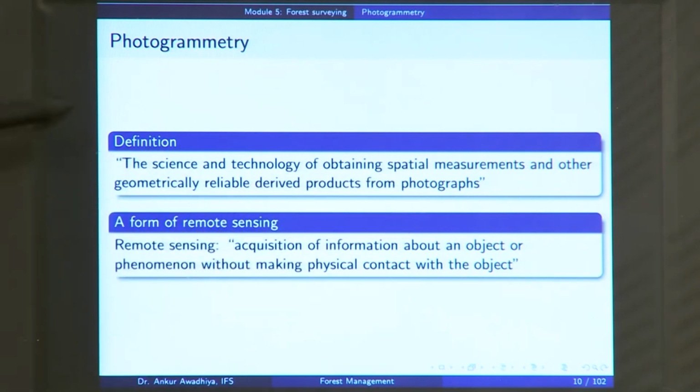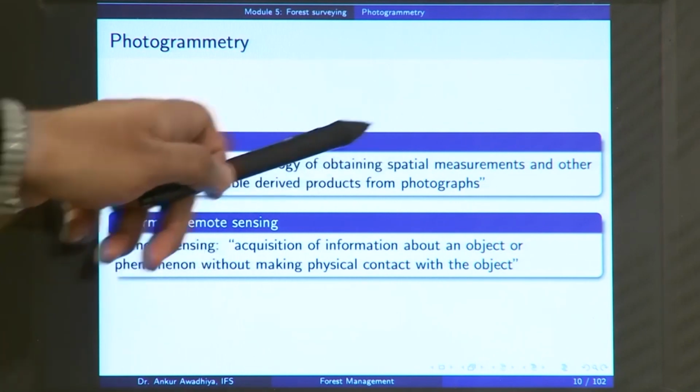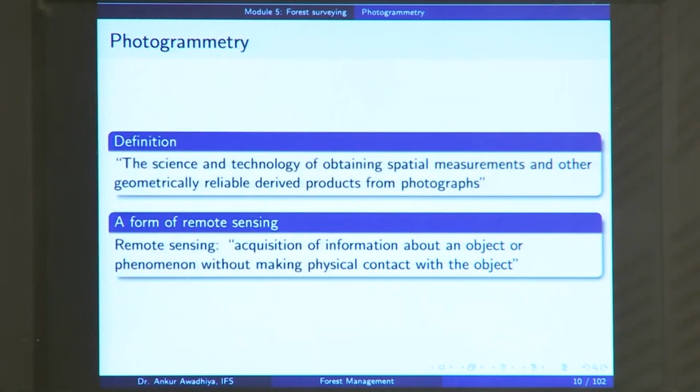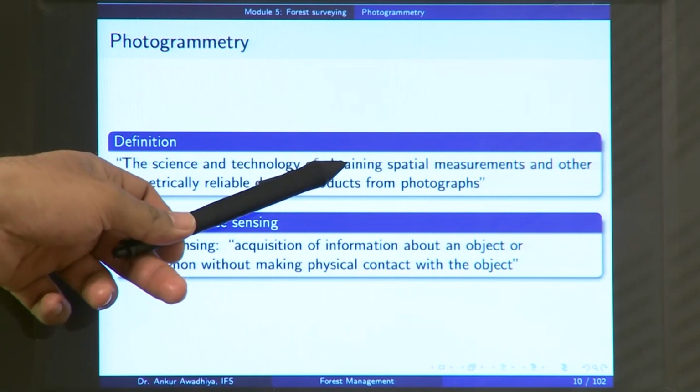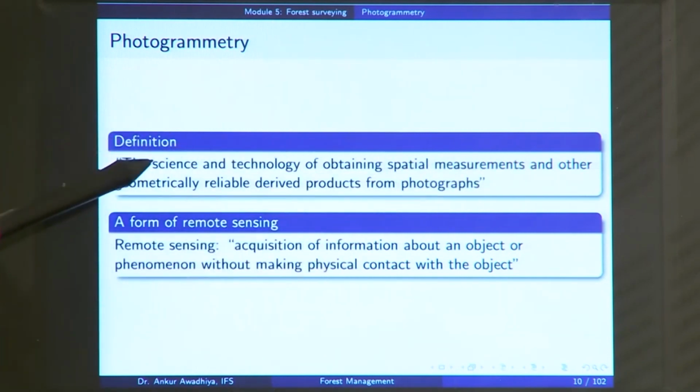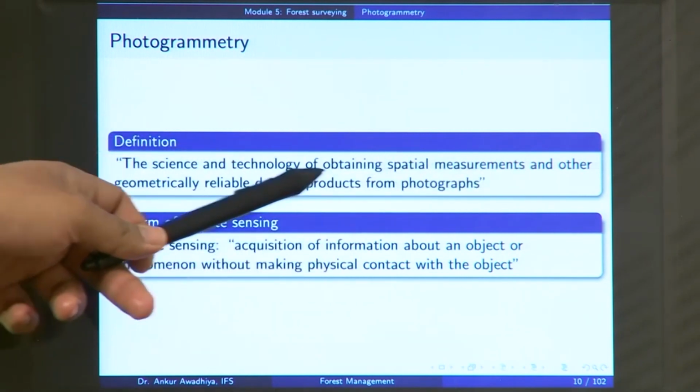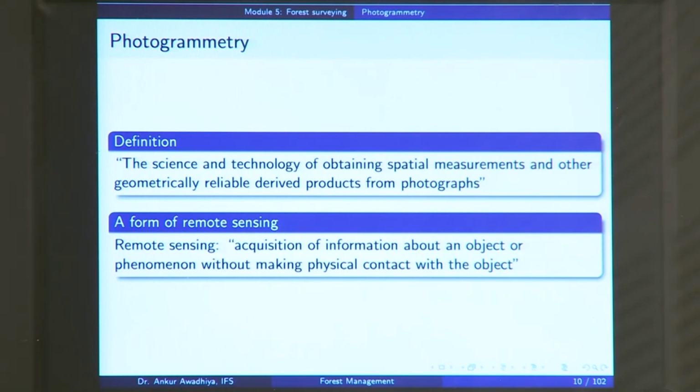So, it is the science and technology of obtaining what? Spatial measurements, that is measurements over the space, both in 2 dimensions and in 3 dimensions. So, the science and technology of obtaining spatial measurements and other geometrically reliable derived products from photographs. So, you take photographs and you measure them to get an idea of the spatial locations or the spatial distribution of different objects on the photograph.